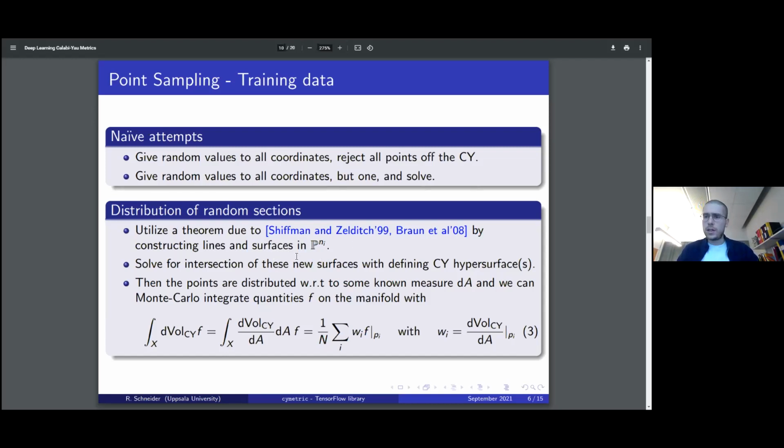We can then take the intersection of these surfaces with the defining Calabi-Yau equations, and then we know that the solutions to this intersection are distributed with respect to some non-ambient measure, dA, which, if we take only points on the sphere corresponding to each complex projective space, is essentially just the pullback of some Fubini-Study metric again. And this allows us to integrate any quantity via Monte Carlo integration over the manifold.